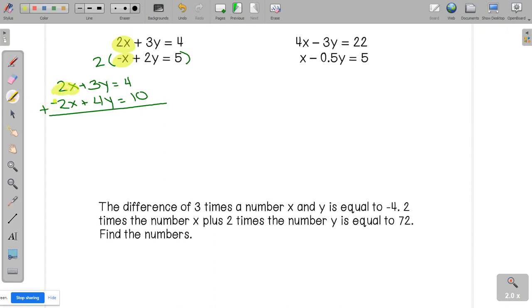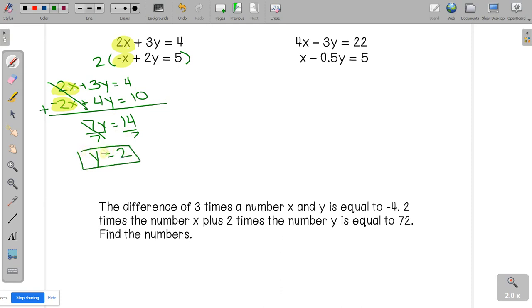Now our x's, as you see, they cancel out. 3y plus 4y is 7y. 4 plus 10 is 14. Divide both sides by 7. We get y equals 14 divided by 7, which is 2.